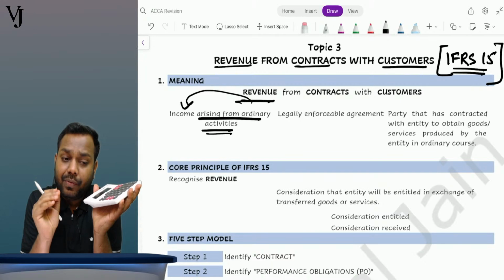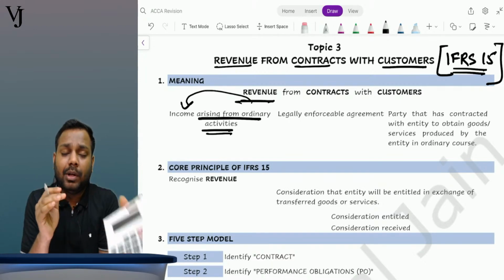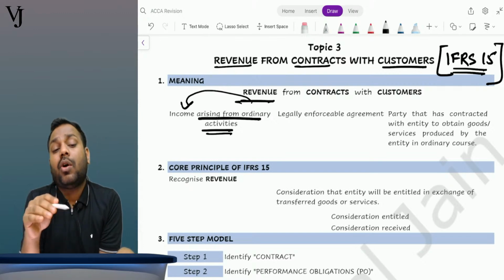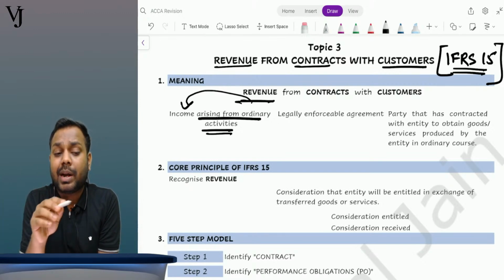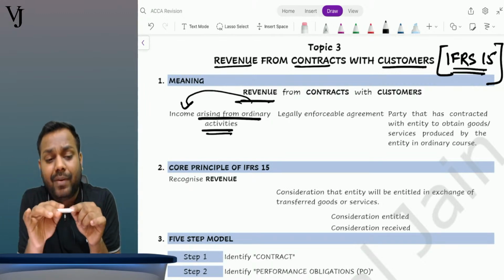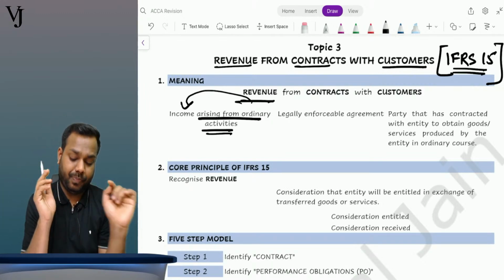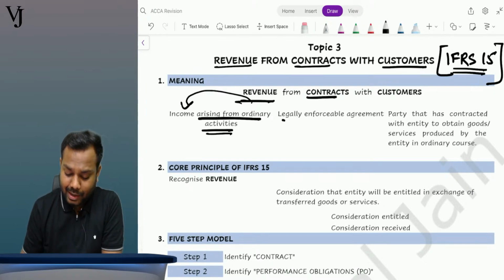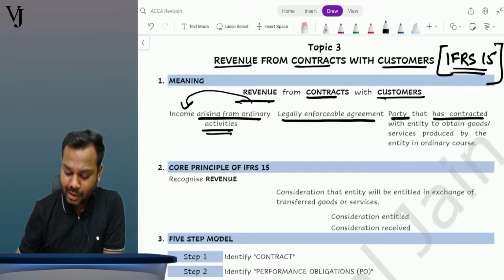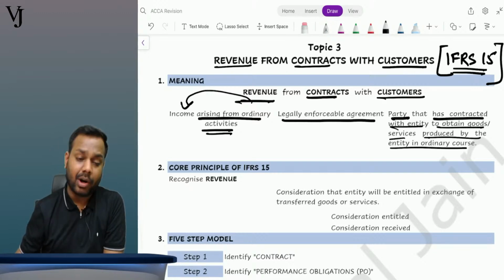So there is a difference between revenue and income. All revenues are incomes, but all incomes are not revenue. All incomes that come from ordinary activities are revenue. Now, what are contracts? Contracts are legally enforceable agreements. What are customers? Customers are the parties that have contracted with the entity to obtain goods or services produced by the entity in the ordinary course of business.